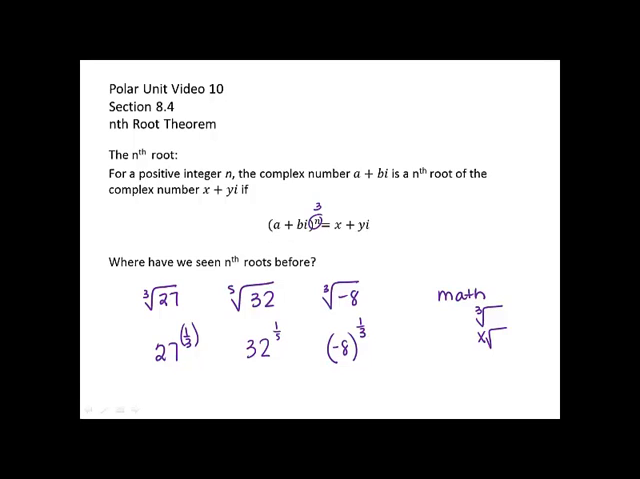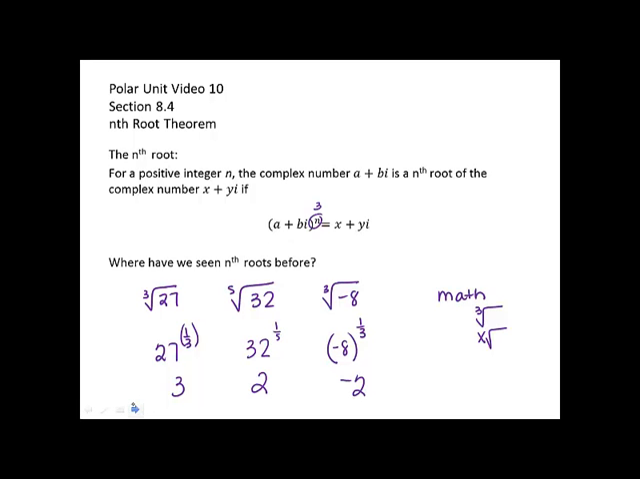So what are the outcomes? Well, we're looking for a number that when you multiply it by itself 3 times or 5 times or 4 times, will give you the number under the radical. So this one is 3. The fifth root of 32 is 2. And this one is -2.